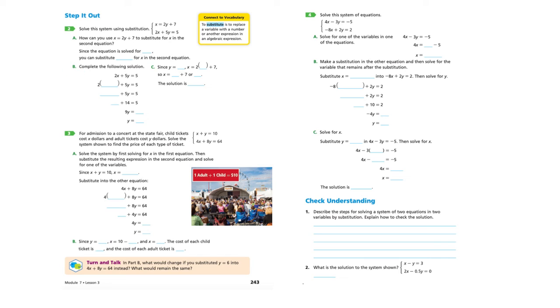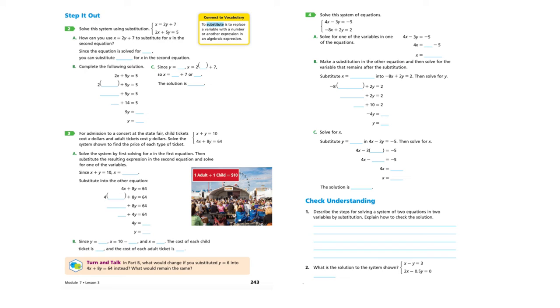Then B, complete the following solution. And so they help you by going step by step there. And then go on to number 3. For admission to a concert at the state fair, child tickets cost x dollars and adult tickets cost y dollars. Solve the system. Here's the system here.